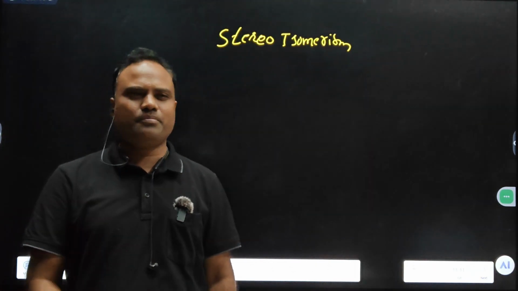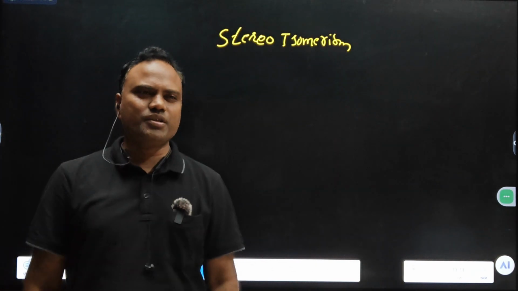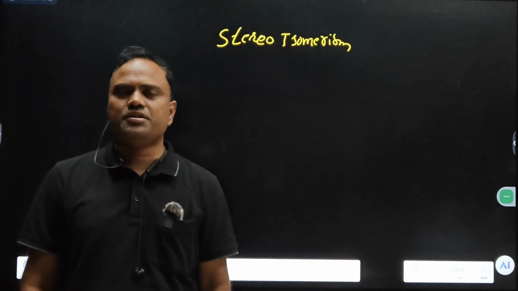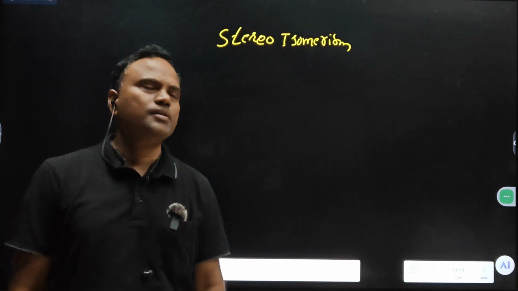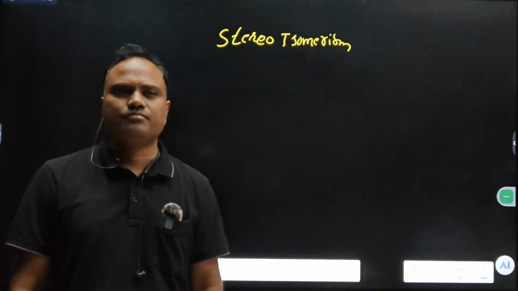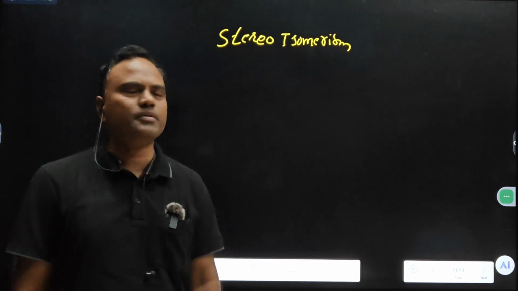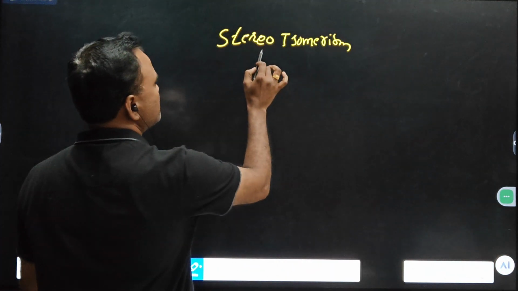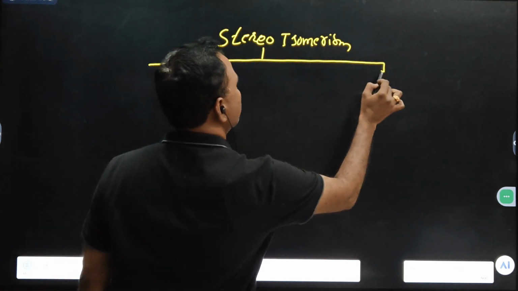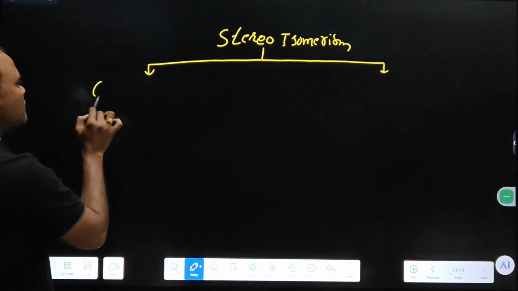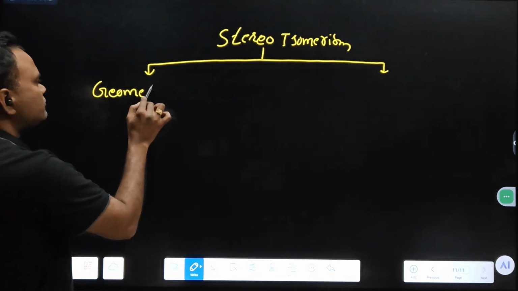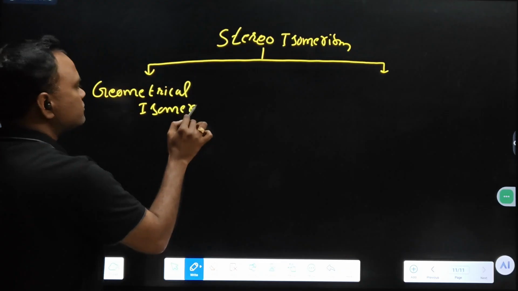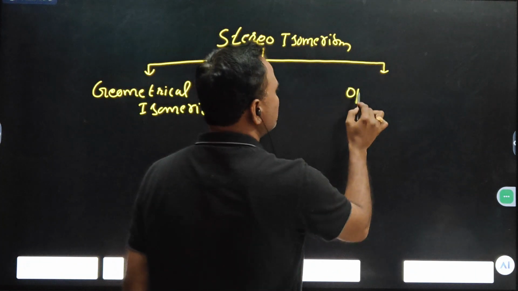Here in structural, what is the main drawback? Understanding the definitions and identifying the example is difficult. But here, understanding definitions, everything is easy. It is very easy and important. Stereoisomerism is classified into how many types? 2 types: geometrical isomerism and optical isomerism.